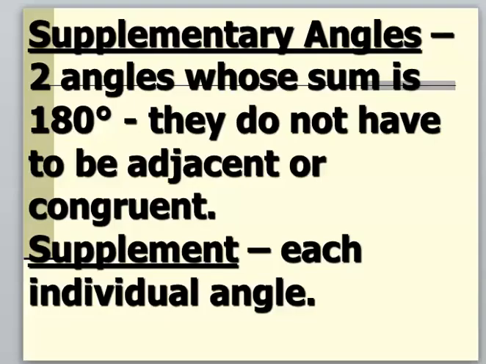We're also going to talk about supplementary angles. Supplementary angles are two angles whose sum is 180 degrees. This time they add up to 180, supplementary. They do not have to be adjacent or next to each other to be supplementary. And if you're asked to find a supplement, you're finding the individual angle.